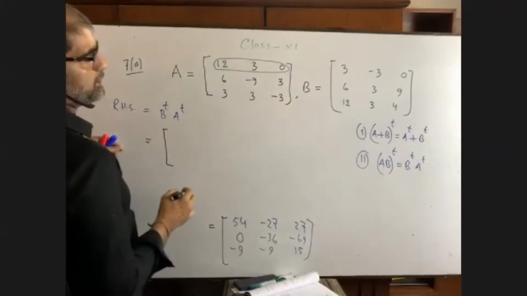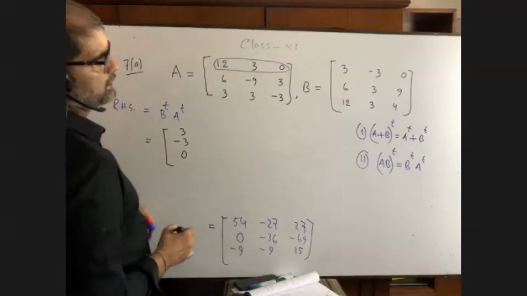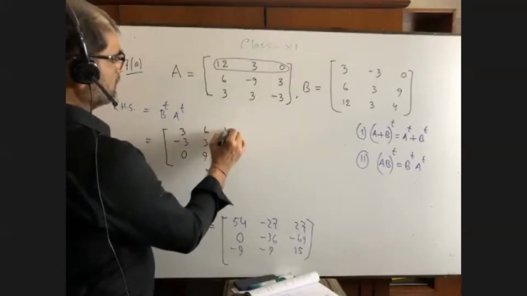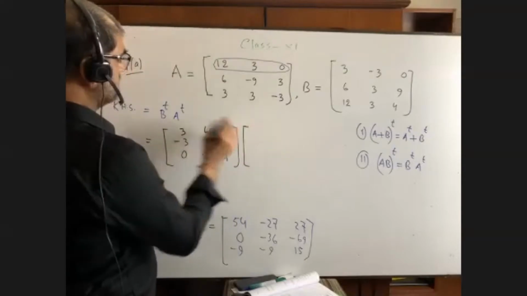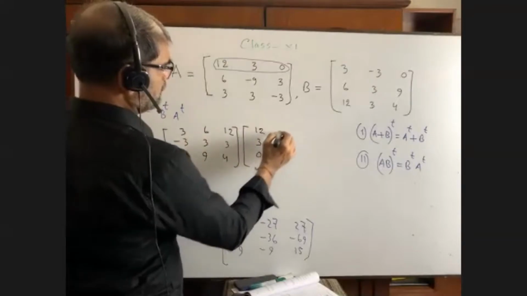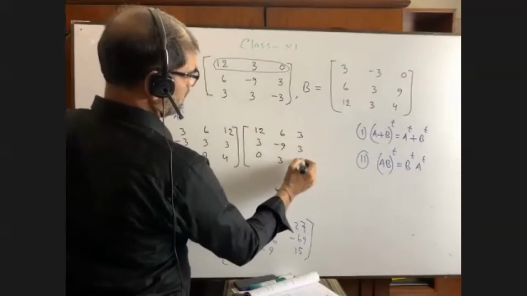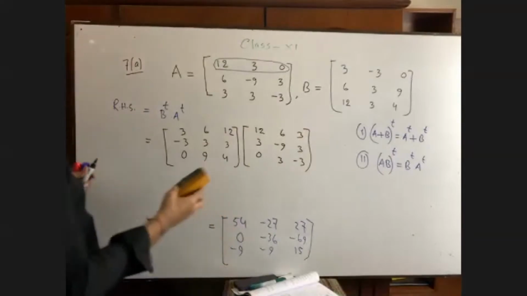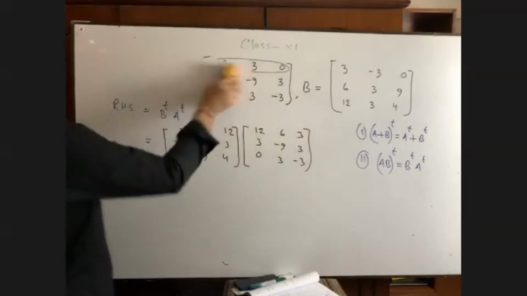BT equals to 3 minus 3, 0. 6, 3, 9. 12, 3, 4. This is BT. And what is A? It is A. What is A? 12, 3, 0. 6 minus 9, 3. And 3, 3 minus 3. Okay, now you just calculate it by yourself. Now you calculate, please.